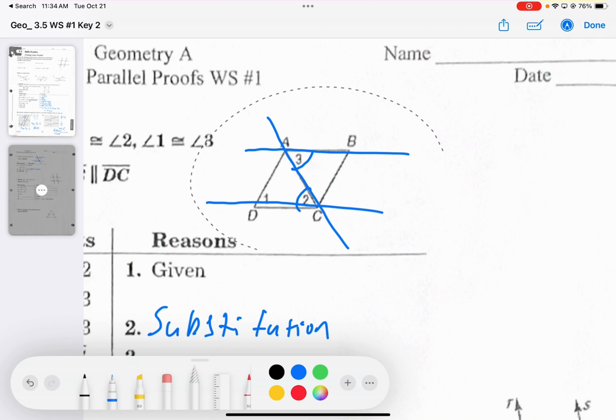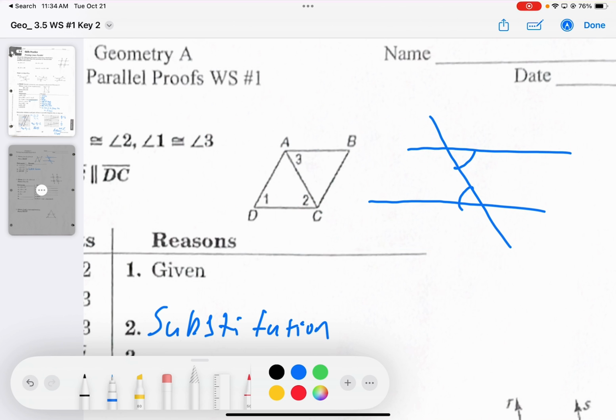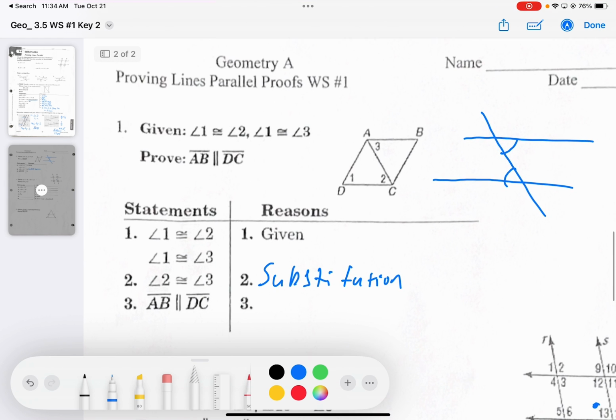If you put transitive for 2, Substitution's a better answer, because remember with transitive, it has to repeat straight away. So if it said 2 is congruent to 1 and 1 is congruent to 3, then I would say transitive, because that 1 would be repeated right away. It's nitpicky, but I'd probably accept it either way, Jillian. But substitution's a better answer.